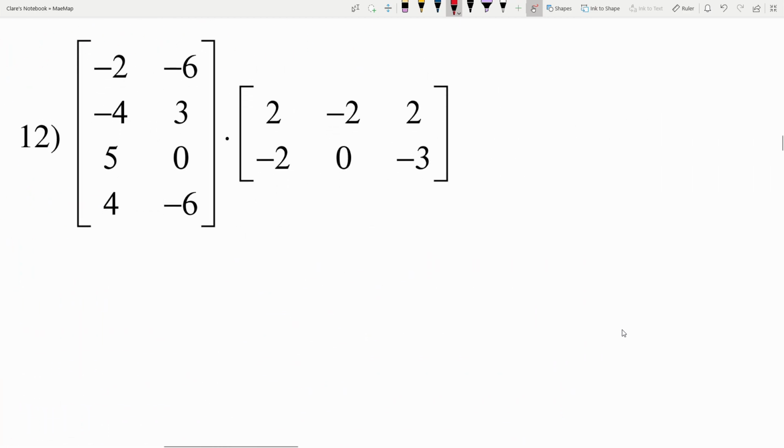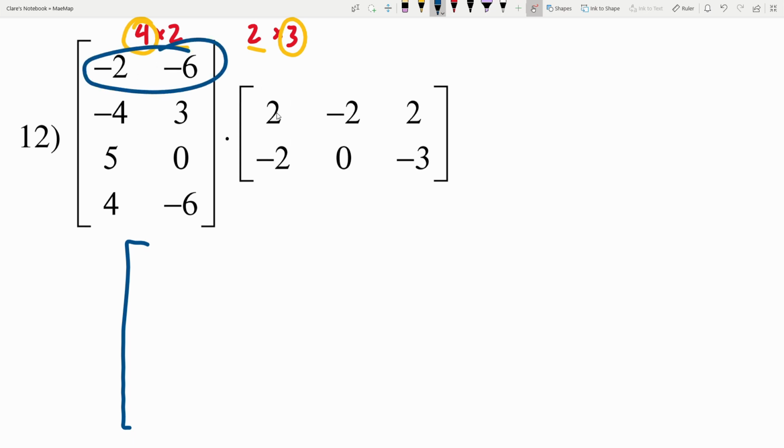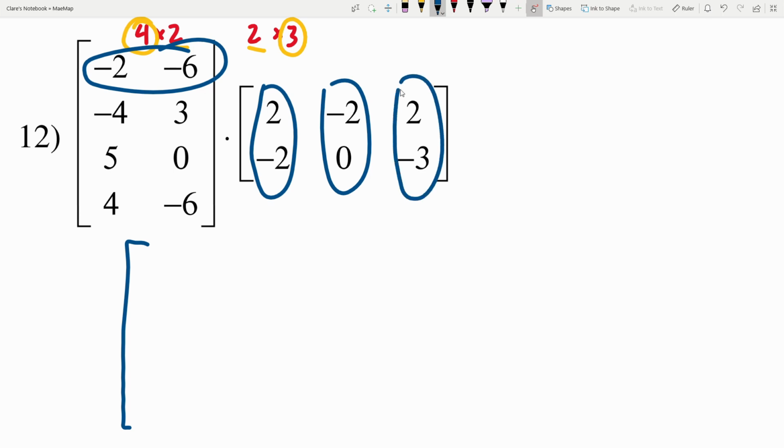Now moving on to number 12, I have a 4 by 2 multiplied by a 2 by 3. This is probably going to be our biggest matrix yet. I can multiply it because the 2's match, and the result is going to be a 4 by 3. So, starting with the first row, I'll dot that with the first column, second column, and then third column, getting each of my separate entries.